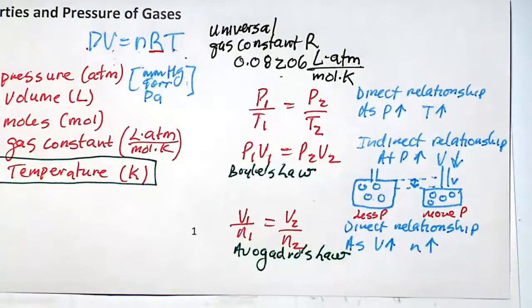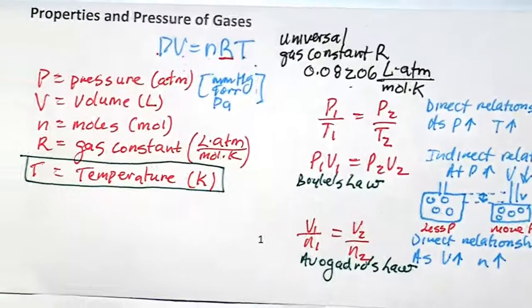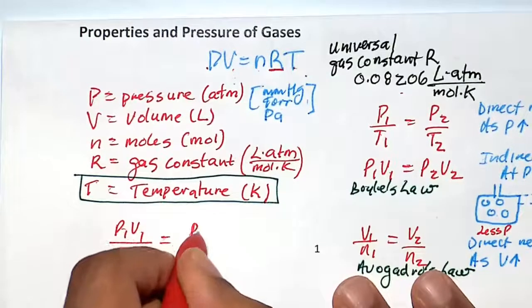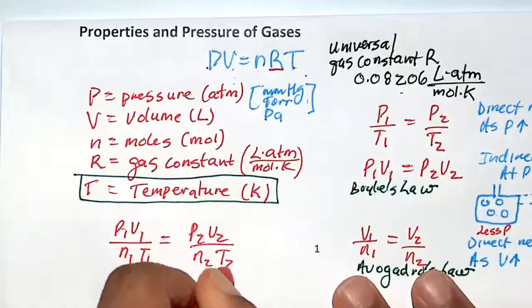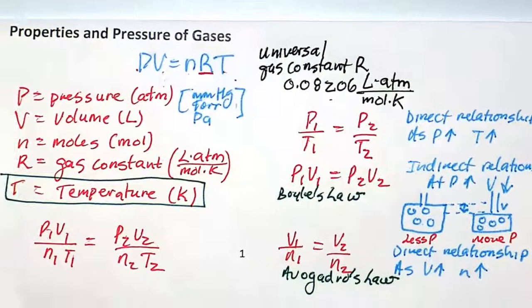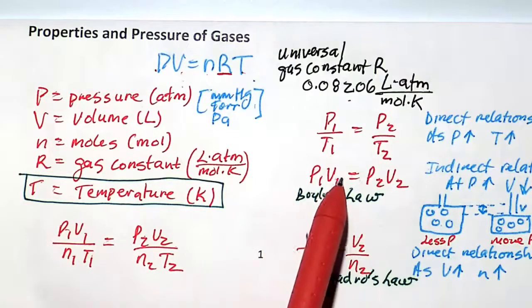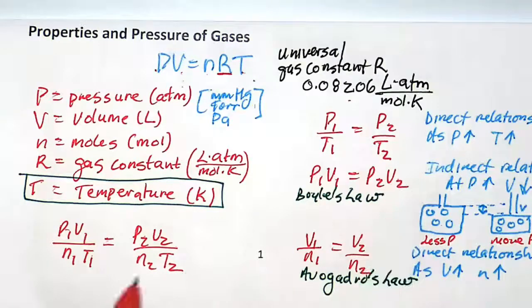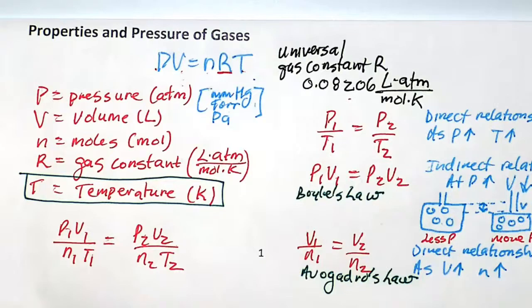There's another one known as the combined gas law, where if we take PV and divide by nT, that would be a before condition, and our after condition would be P2 V2 over n2 T2. So the combined gas law would look like this: P1 V1 over n1 T1 is going to equal P2 V2 over n2 T2. So this relationship is basically the same as a combination of all of these relationships. It's a combination of P1 over T1 equaling P2 over T2. It's a combination of V1 over n1 equaling V2 over n2. And it's a combination of P1 V1 equaling P2 V2. So this is called the combined gas law.